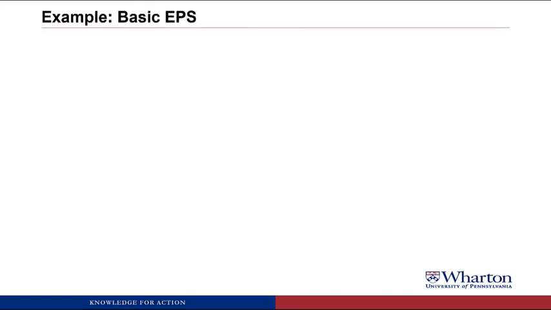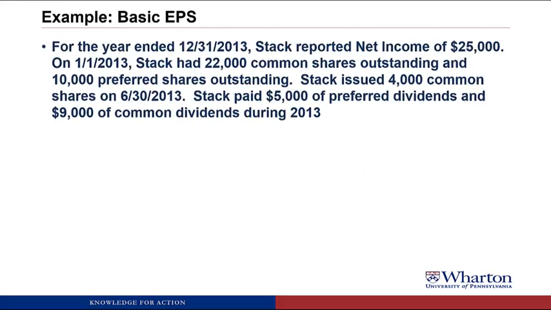Let's take a look at an example. So for the year ended December 31, 2013, Stack reported net income of $25,000. On January 1st, 2013, Stack had 22,000 common shares outstanding and 10,000 preferred shares outstanding. So that was what they had at the beginning of 2013. Stack issued 4,000 new common shares on June 20th, 2013. So they issued more shares in the middle of the year. During the year, Stack paid 5,000 preferred dividends and 9,000 of common dividends.